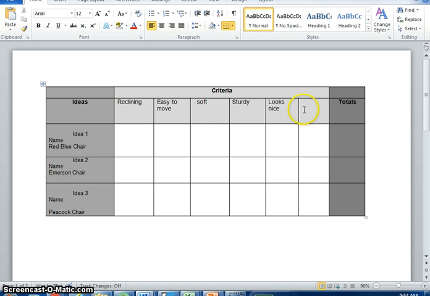Cup holder. Okay, we'll go with that. We'll go cup holder there. I'll come back to you. Could you guys have thought of other ones too?